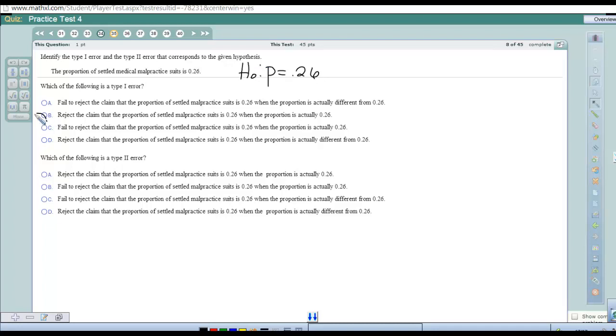Type 2 error is failing to reject the null hypothesis when it's false. So fail to reject the claim that the proportion of settled malpractice suits is 0.26 when the proportion is actually different from 0.26. That's the type 2 error. Yes, C, thank you.